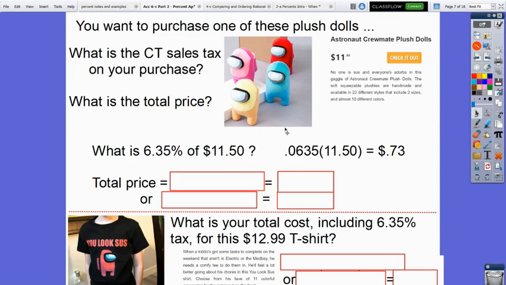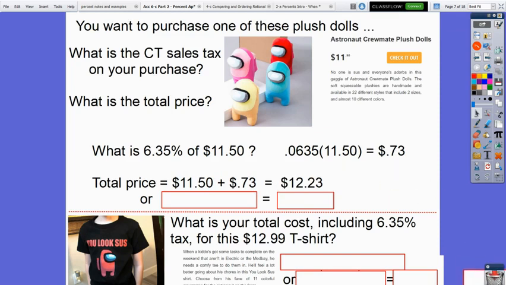Now, what's your total price going to be? Okay, there are 2 ways. If you're asked what the total price is, there's 2 ways to calculate the total price. You can calculate the tax like this and add it to the original price. We already did the tax, so you could calculate the tax and add it to the original price and get $12.23. Or if all you want to find is the total price, there is a 1-step method for doing that.